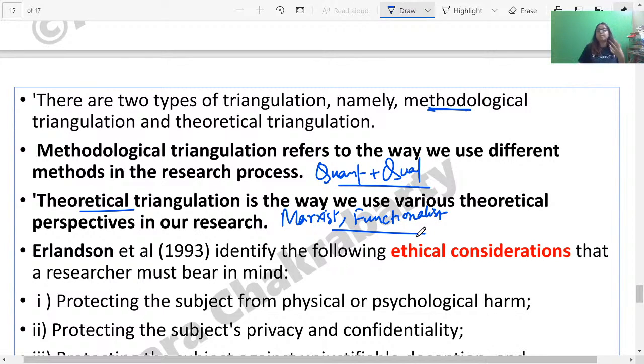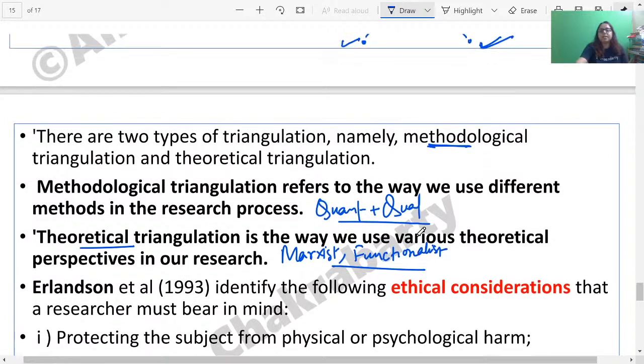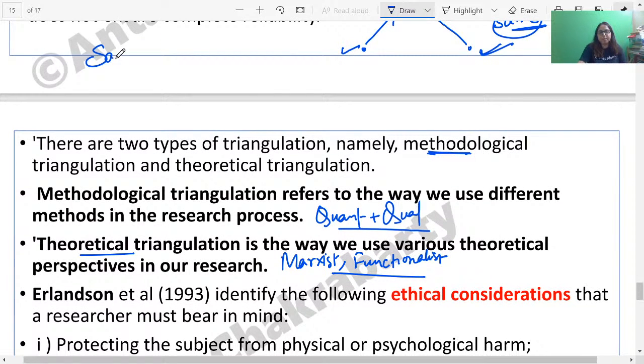नहीं, पर्सन सेम नहीं हो सकता. ट्रायंगुलेशन में पर्सन अलग नहीं हो सकता. सेम पर्सन, सेम टॉपिक, बस आपके मेथड और पर्सपेक्टिव अलग हो सकते हैं. ठीक है, पर्सन अलग नहीं होना चाहिए.